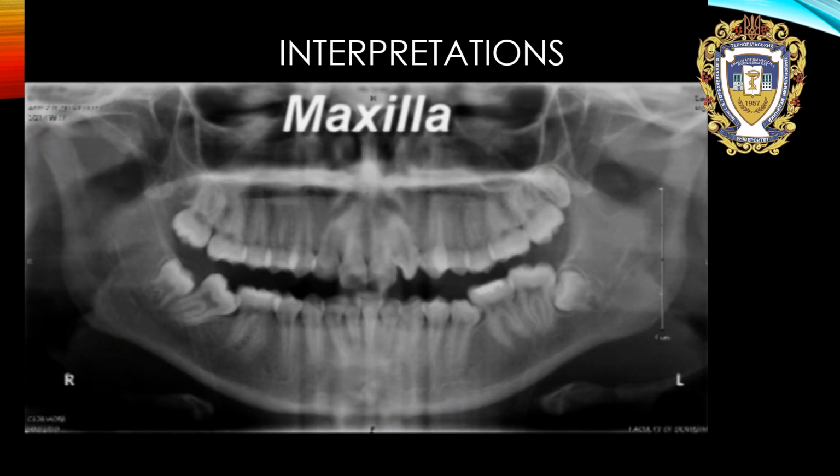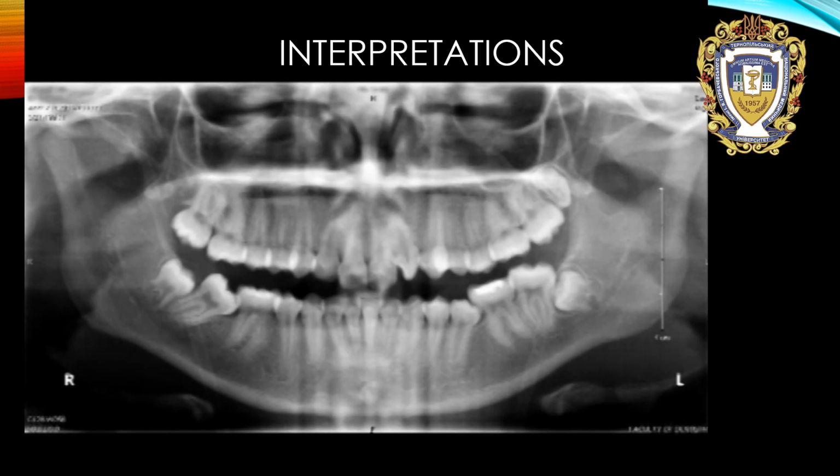Now move to the maxilla and examine its cortices. Begin at the most superior aspect of the posterior wall of the right maxillary sinus and assess this cortex as well as its floor and medial walls. Repeat this process for the left side.